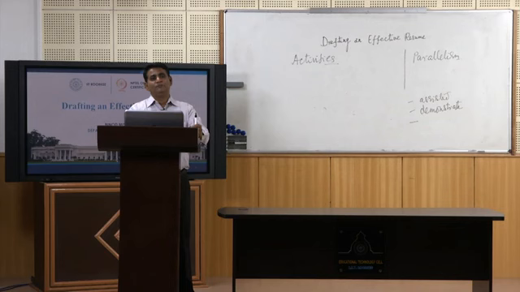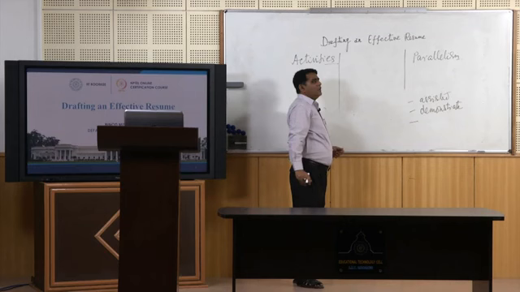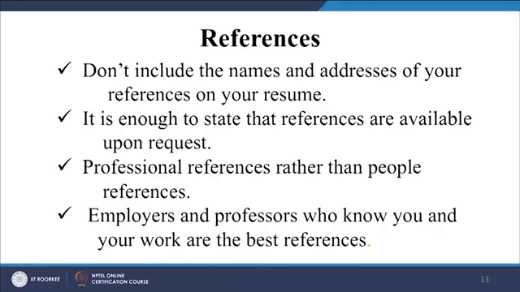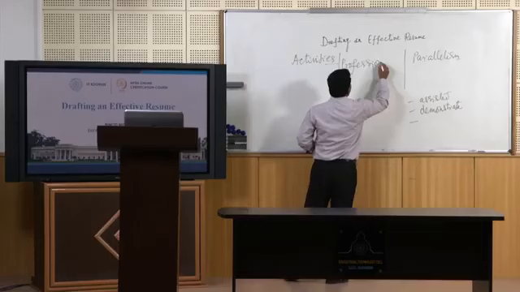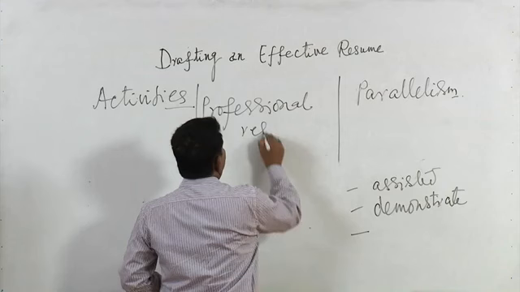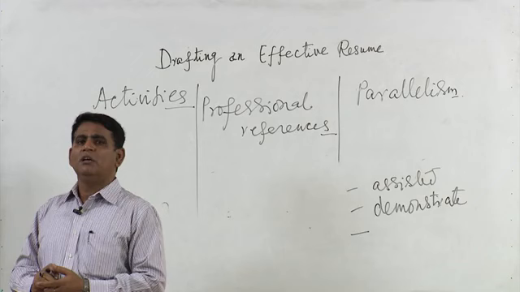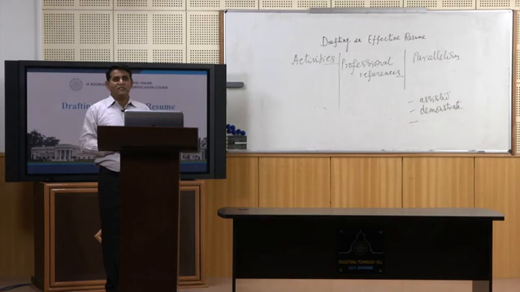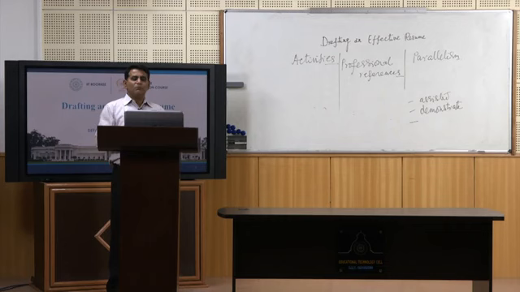When it comes to references, as I said in the previous lecture, it is better not to mention the name of referees unless and until asked for. You can always say references available upon request, but some organizations see to it that you mention referees. So in that case, they will make it compulsory, or they might have given these instructions. And it is better that you mention professional references and not personal references. Professional references, say your professor, your project in charge, your head under whom you did one training, so they can provide better inputs. So please mention professional references rather than personal references.